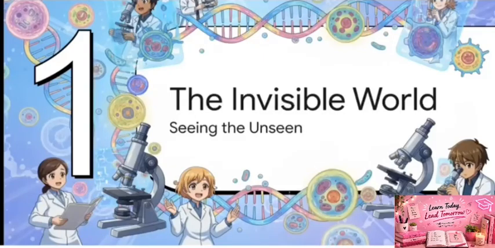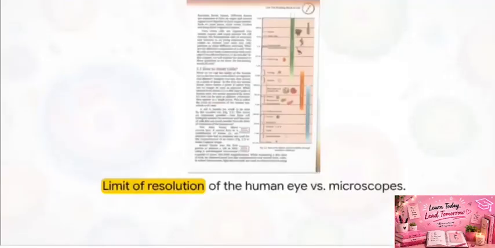Kicking things off with Section 1, the invisible world, seeing the unseen. To really understand the cell, we kind of have to understand how we overcame our own biology to even see them in the first place. The human eye has a strict limit of resolution. It's about 0.1 millimeters. If 2 points are closer together than that, they just blur into one single blob. And cells? Well, they are way, way smaller than 0.1 millimeters. That's exactly why we need powerful tools like light microscopes and electron microscopes just to see them.